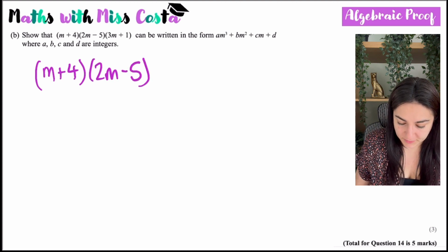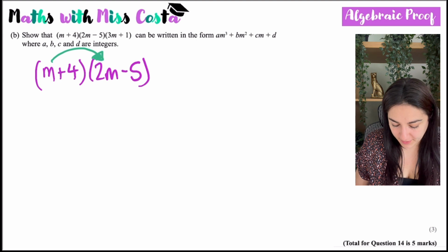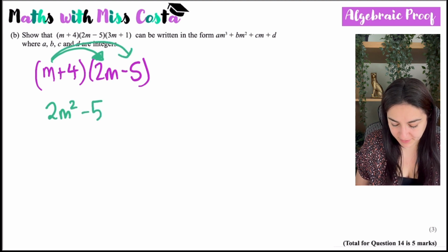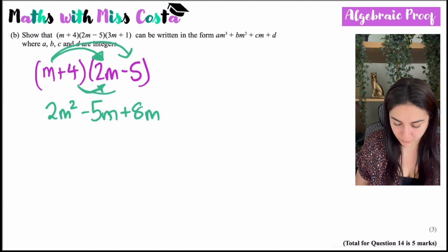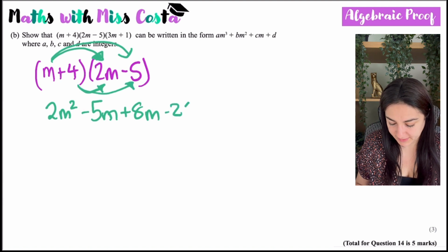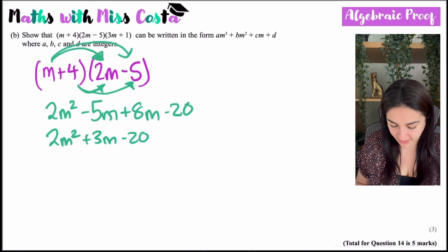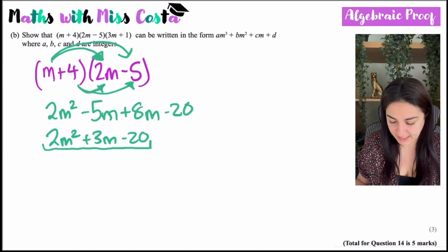So I'm going to do m times 2m would give me 2m squared, sorry, and then m times negative 5 is minus 5m. 4 times m is 8m, and 4 times negative 5 is minus 20. Okay, so you bring that together, 2m squared, 8 take away 5 is 3m, minus 20. So you know that your first two brackets expand to make this.